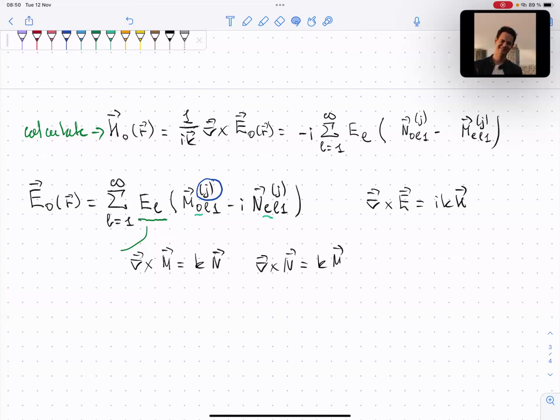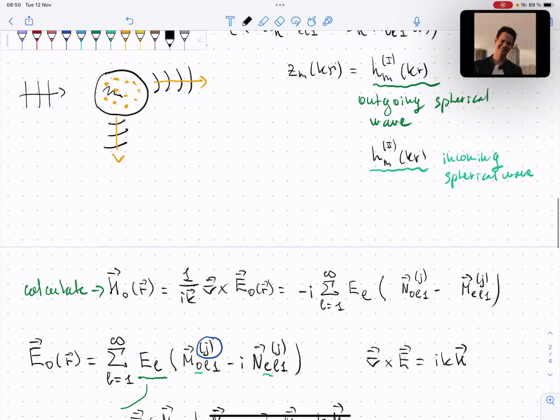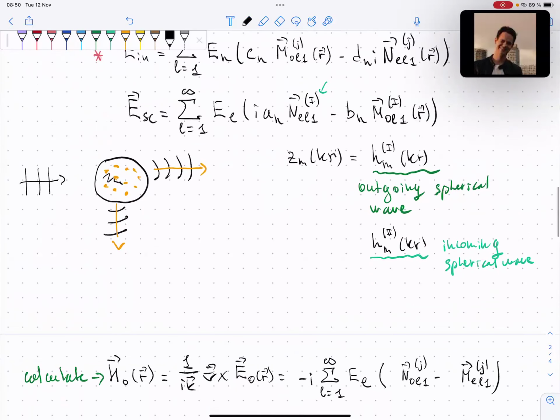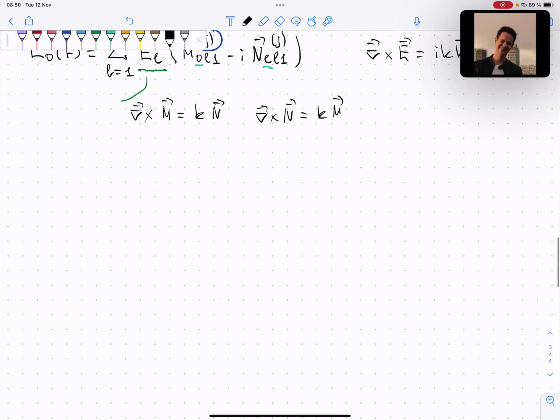And when we take this electric and magnetic field and put them into the boundary conditions, we will have a not very pleasant system, but in the end we will get the following expressions for the coefficients A, B, C, and D.